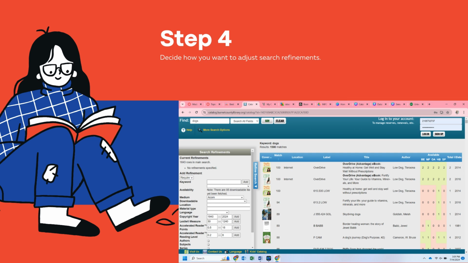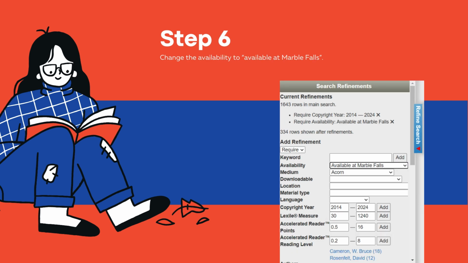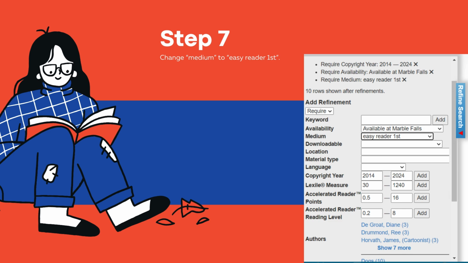We are going to adjust the copyright year to pull only books from the last 10 years. So we will adjust the copyright year to say 2014 to 2024. Then we are going to adjust the availability. So you're going to change the availability to only available at Marble Falls. Then we are going to change the medium to Easy Reader First.